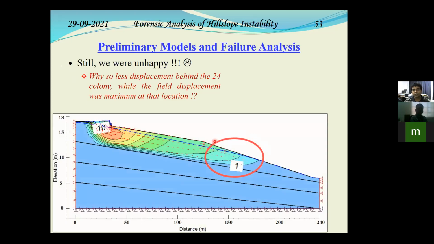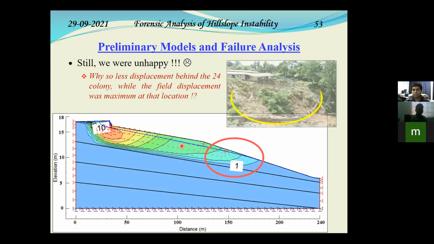So we could figure out that there was hardly 1 to 2 meters of displacement behind the 24 colony, whereas beyond the building, the storehouse, the maximum displacement contour came out to be 10 meters, but which was not really getting reflected in the field. The displacement was less here, there was displacement, but on the steeper face, the displacement was higher. So something was not matching with the field.